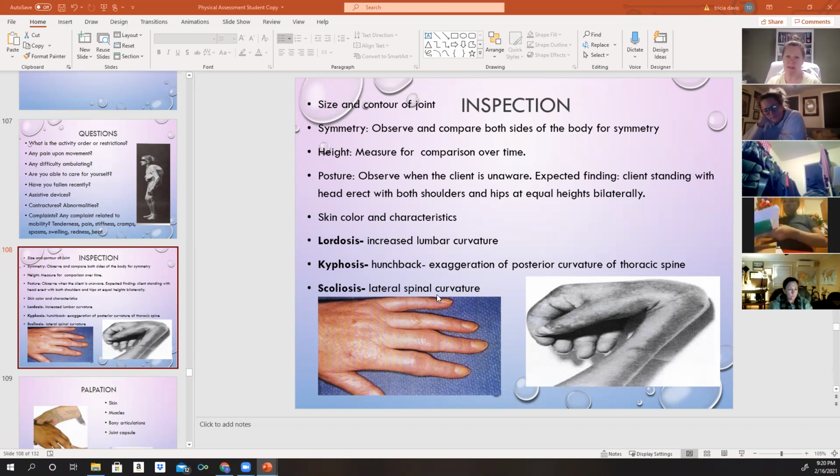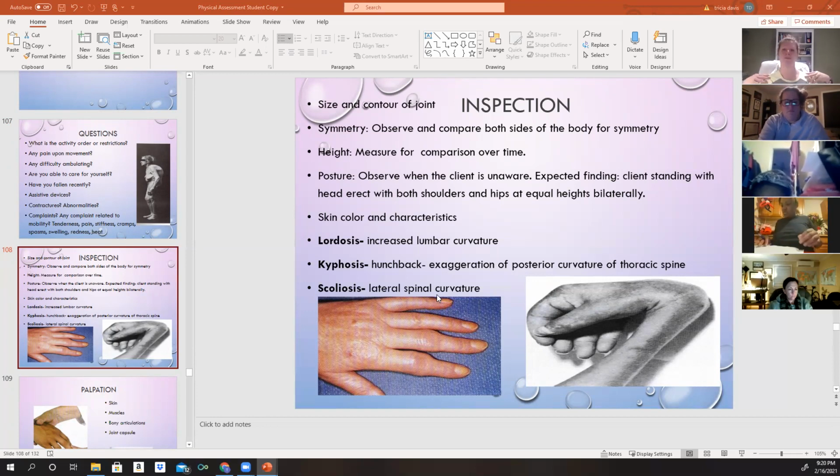You would get a height when they first come in. It would be used as a measurement for comparison over time in your primary care office. Their posture, you want to look at their posture. So how are they sitting? Are they hunched over? Do they have some kind of kyphosis? We'll talk about that. Are they maybe leaning off to one side? Maybe they have some kind of scoliosis. Are they able to stand up tall with their head erect and both of their shoulders high? And are their hips equal? Do they have any kind of foot drop?